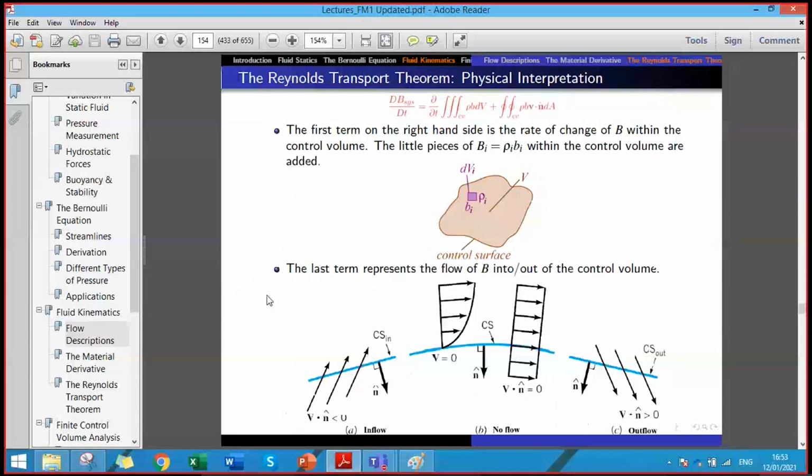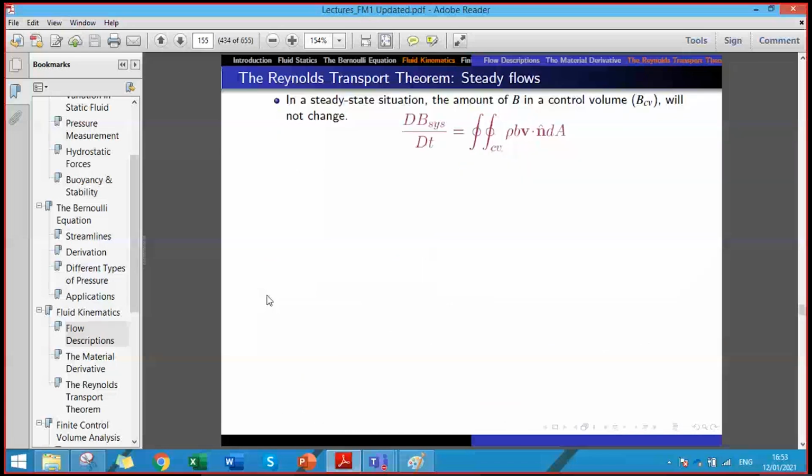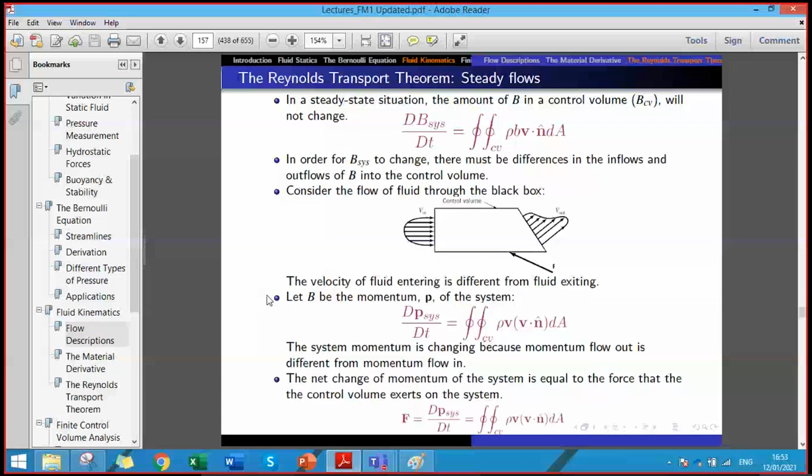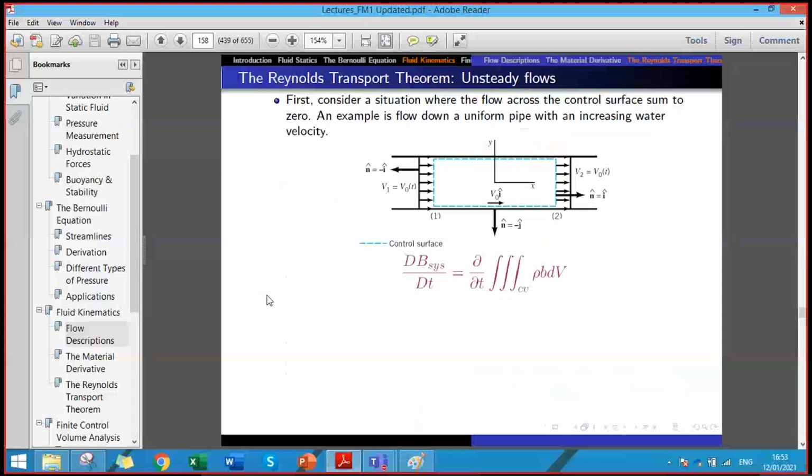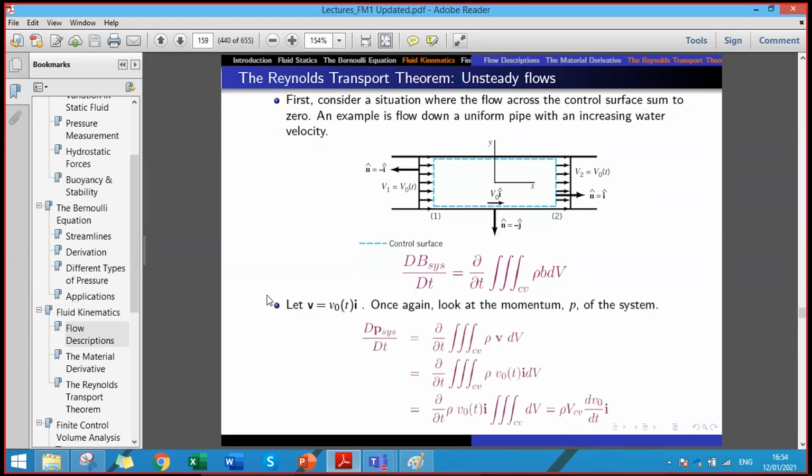So in the next class, we'll be replacing this B with different properties. Let's say we replace the capital B with the mass, or with the momentum. So we'll have the three famous equations of fluid mechanics: the energy equation, the continuity equation, and the momentum equation. When we replace B with m, we get the continuity equation. When we replace B with velocity, we get the momentum equation. And similarly, when we replace B with another property, we get the energy equation. We'll study how these equations are important in fluid mechanics by further discussing the Reynolds transport theorem and its application. Clear? We'll also solve some problems related to the Reynolds transport theorem.